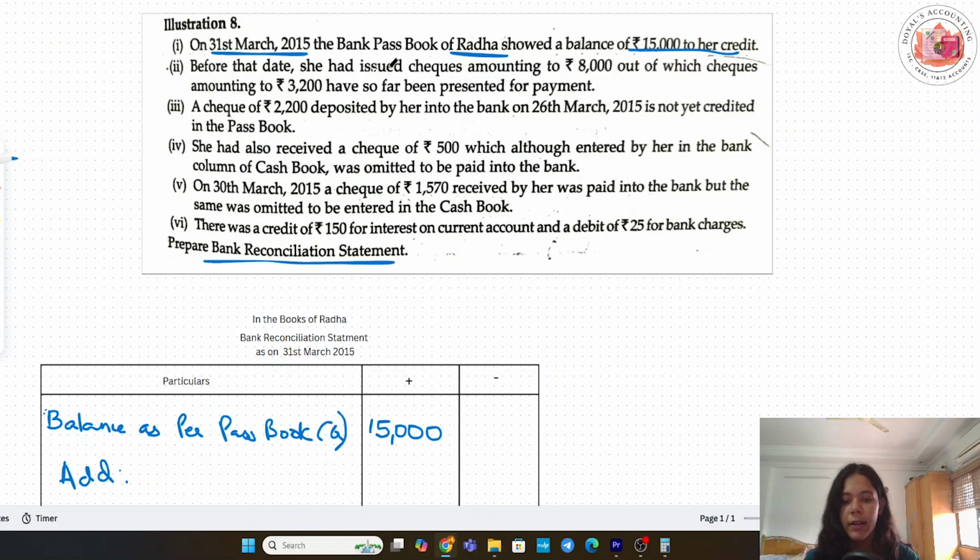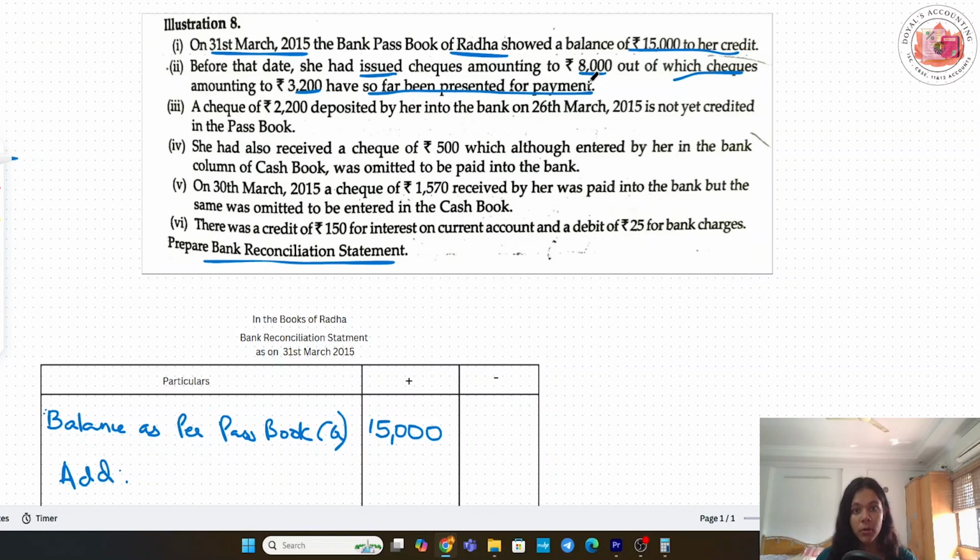Before that date, she had issued checks amounting to 8,000, out of which checks amounting to 3,200 have so far been presented for payment. Radha has issued checks worth rupees 8,000, but only checks worth 3,200 have been presented to the bank for payment. So what does this mean? The balance amount has not yet been presented. That means rupees 4,800 has not yet been debited from our passbook, from our bank account.